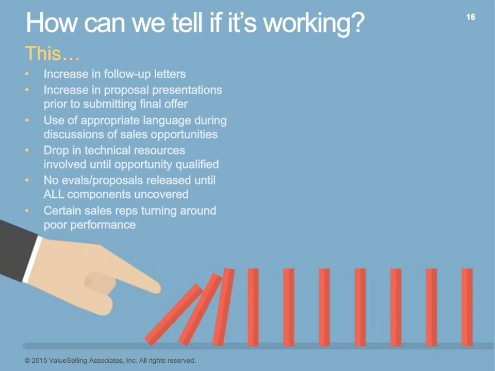So at value selling, we use follow-up letters called plan letters. It might be a better way to measure the effectiveness of a sales training program by looking at actually how many plan letters were sent out in the last month, or looking at the number of proposals or presentations that were submitted prior to the final offer. It might be certain reps turning around poor performance and turning around that middle 80% that we spoke about.